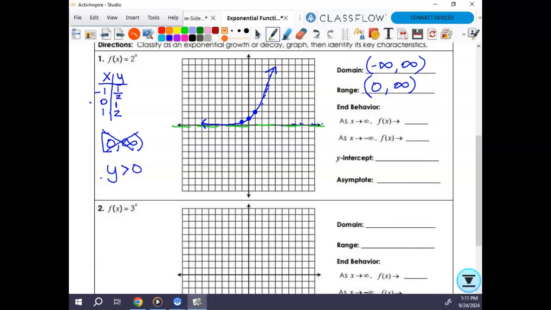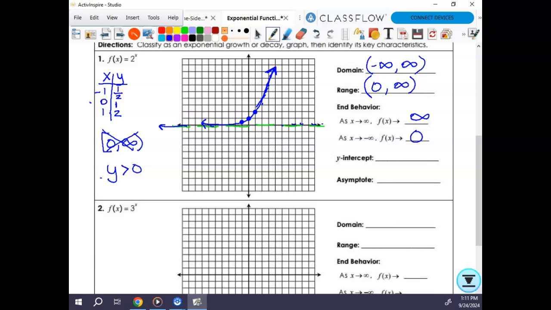So as x gets bigger and bigger and bigger and is heading towards infinity, what are your y values heading towards? The y values are getting bigger and bigger and bigger. Where are they heading to? Infinity also. Yes, good. Now, as x approaches negative infinity, as x is getting smaller and smaller and smaller, are your y values going to approach infinity? No, I have this asymptote, so what are they approaching? 0. Okay.